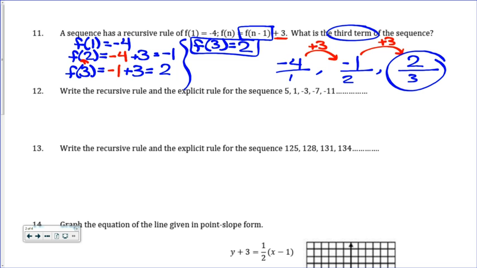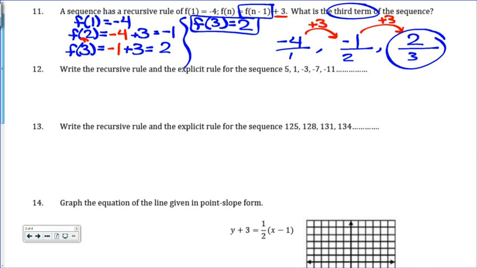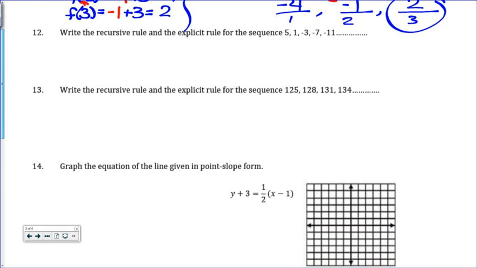Number 12, write the recursive and the explicit rule for the sequence 5, 1, negative 3, negative 7, negative 11. When you're asked to write the rule, you need to identify two pieces of the sequence: the first term and the common difference. So here, my first term is 5, and the common difference is minus 4. So we're taking away 4 each time.